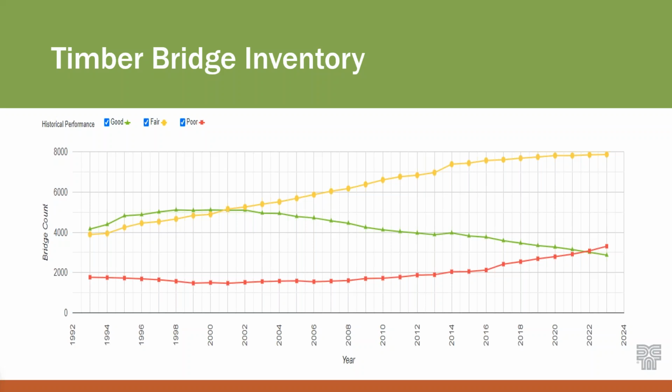I promise this presentation has more pictures than graphs, but here I am on slide 3 and we have a graph. What you have along the bottom axis here is the year, and the vertical axis is the bridge counts. Red line is bridges in poor condition, yellow are bridges in fair, and green are bridges in good.